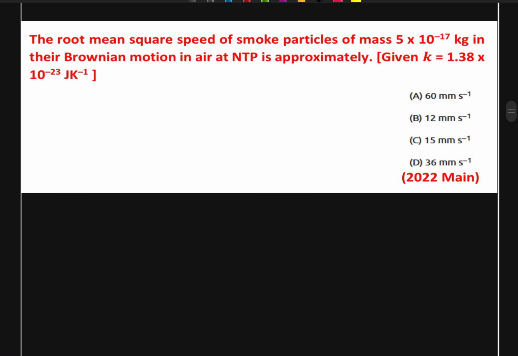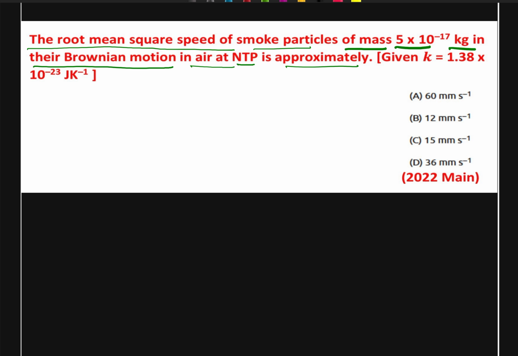It states that the root mean square speed of smoke particles of mass 5 into 10 to the minus 17 kg in their Brownian motion in air at normal temperature pressure is approximately equal to. Okay. So we have to find out basically the RMS speed at normal temperature pressure. So RMS is dependent upon temperature only. So normal temperature is 273 Kelvin.